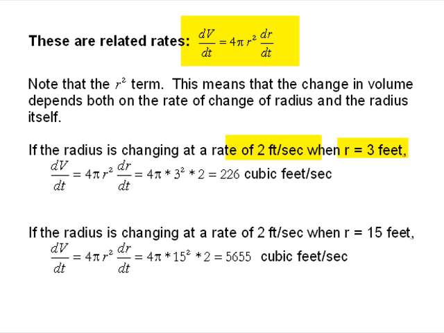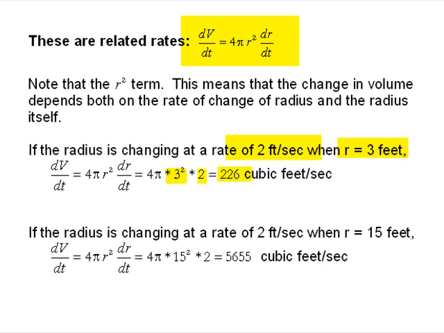So I'm going to work through this and find out the rate at which the air is coming out of the balloon. I've got my 4 pi. Then, since the radius is 3, I put the 3 here and square it. Then the rate is 2 feet per second, so I put that here, and I find out that the air is leaving the balloon at a rate of 226 cubic feet per second.